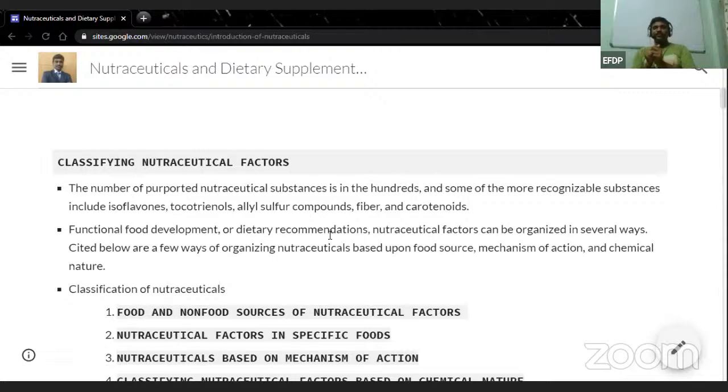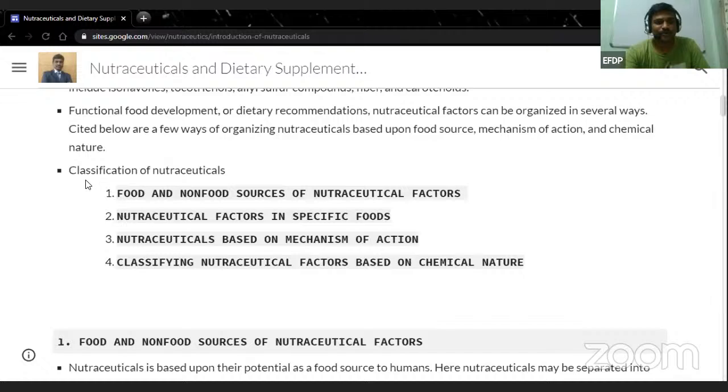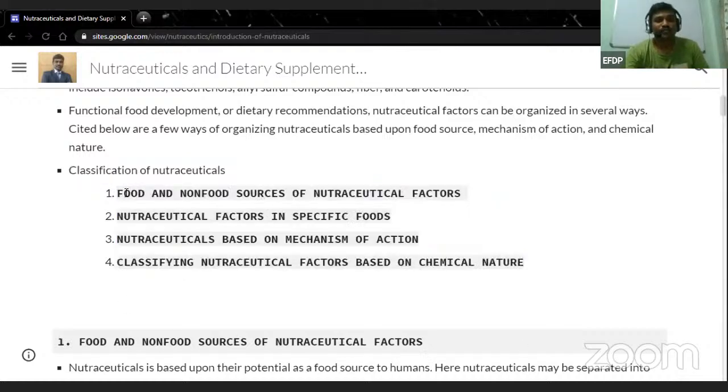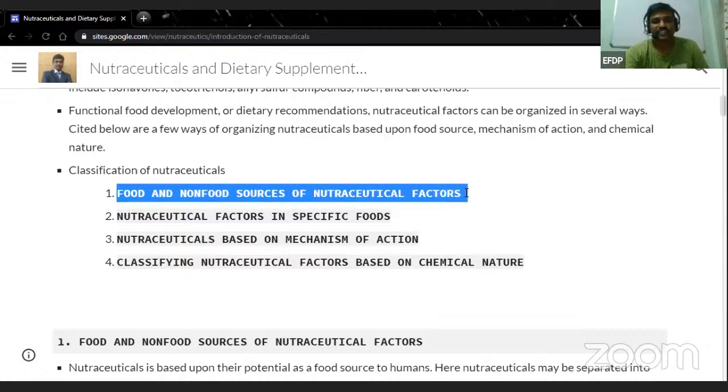So now come towards the point. Classification of the nutraceutical is based on these parameters. See, various parameters are there, various types of classification are there. First type is food and non-food source of nutraceutical factor. So what do you mean by food and non-food sources of a nutraceutical factor? It is very difficult, but not so difficult also.